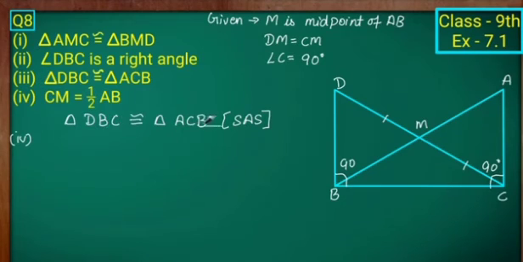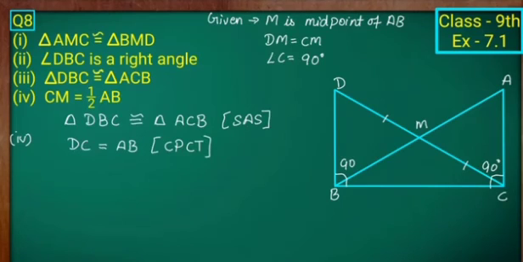Now part 4, CM equal to 1 by 2 into AB. You know that very well, triangle DBC is congruent to triangle ACB by the rule SAS, which means side angle side. So you can say that all the sides and angles in these triangles are equal. Here DC and AB are the corresponding sides, so they should be equal by the rule CPCT.